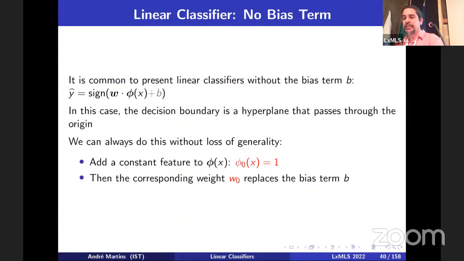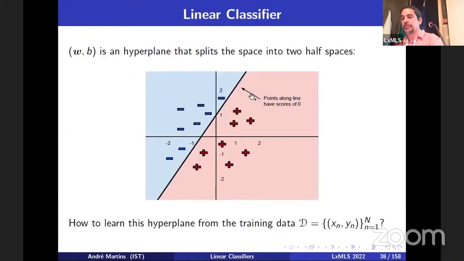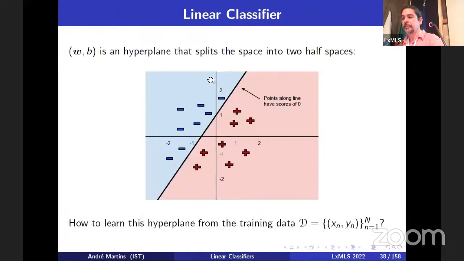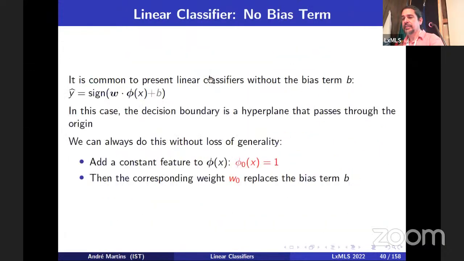And before doing that, I'm just going to mention that often we present linear classifiers omitting the bias term B. Okay, so instead of saying that the argument of the sign function is the dot product of W and phi of x plus B, we just omit B. And the reason for that is that, if you omit B, we are talking about hyperplanes that are always passing through the origin.